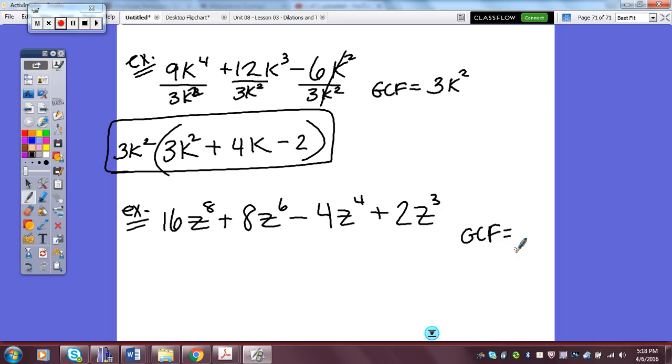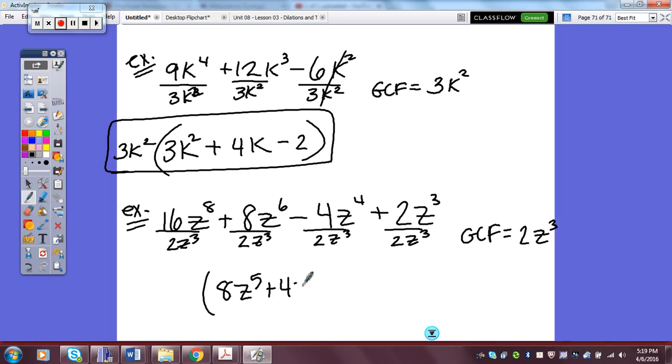My GCF would be 2z cubed. So when you divide everything by 2z cubed, you're left with 8z to the 5th plus 4z to the 3rd, minus 2z plus 1. That goes in parentheses. They're my leftovers. On the outside is my GCF. And I'm done.